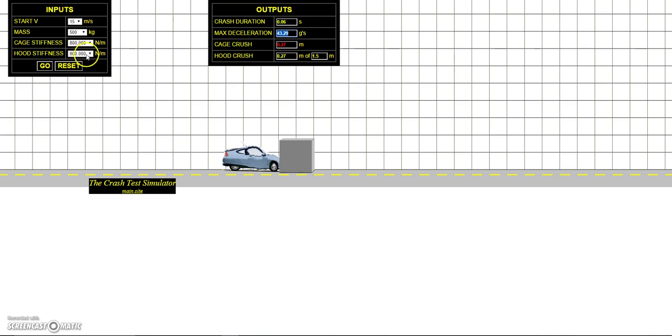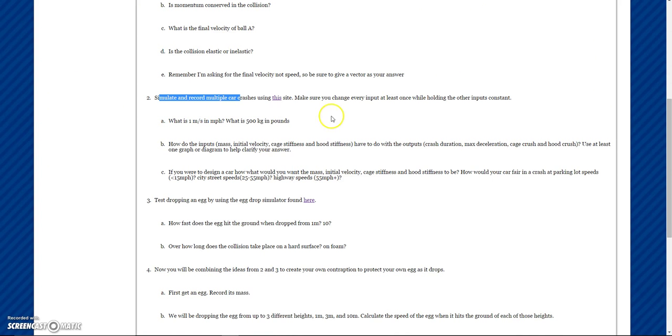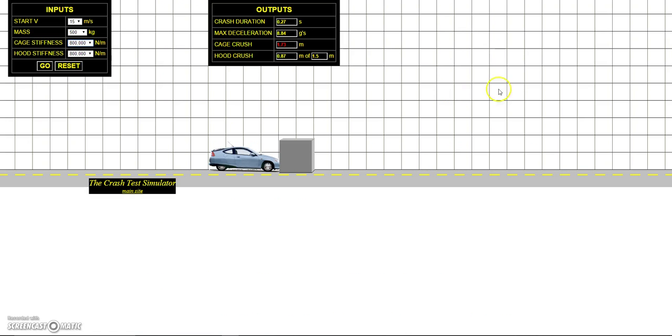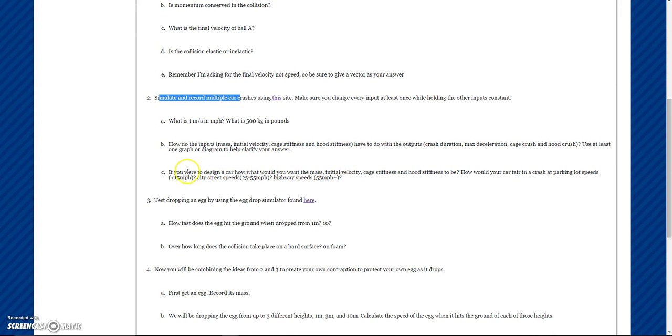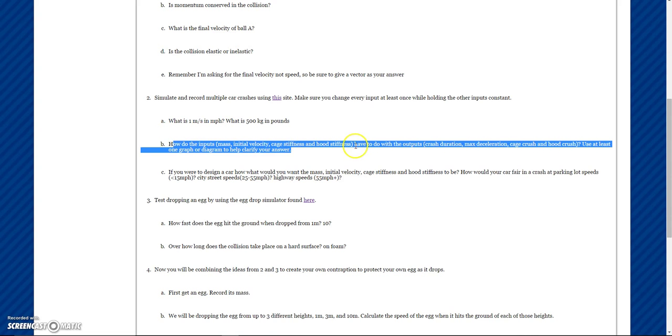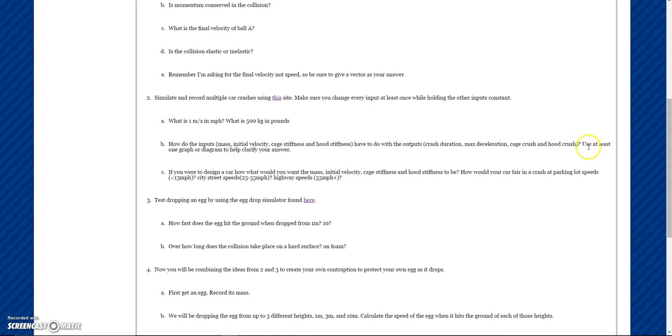So we have this huge deceleration, right? If we have something less stiff, the max deceleration is actually less. You get a sense for these things as you play around with this car crash simulator that you might not know had you not been able to just fool around with it. And I do give some questions here. I think the most important question is, how do the inputs have to do with the outputs? And I said to use at least one graph or diagram in their answer to clarify it.